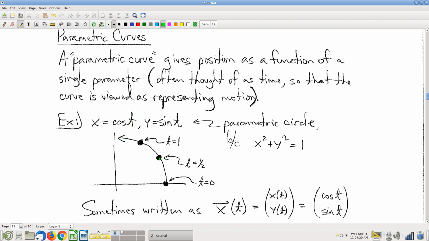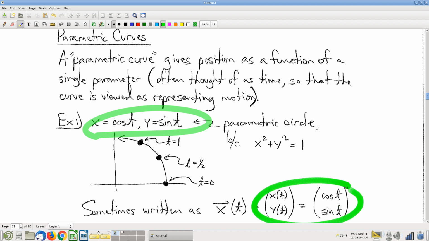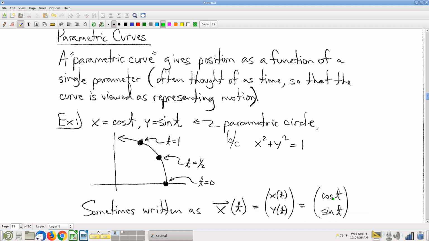Okay. A little bit of notation before I show you more examples. x is a function of t, y is a function of t. You can write them separately, I suppose, but you can also write them together. You can say position x and y are a function of t, as indicated here.